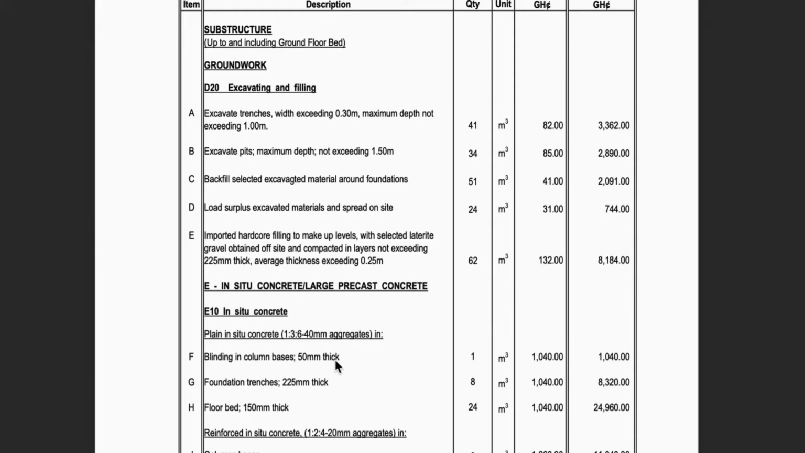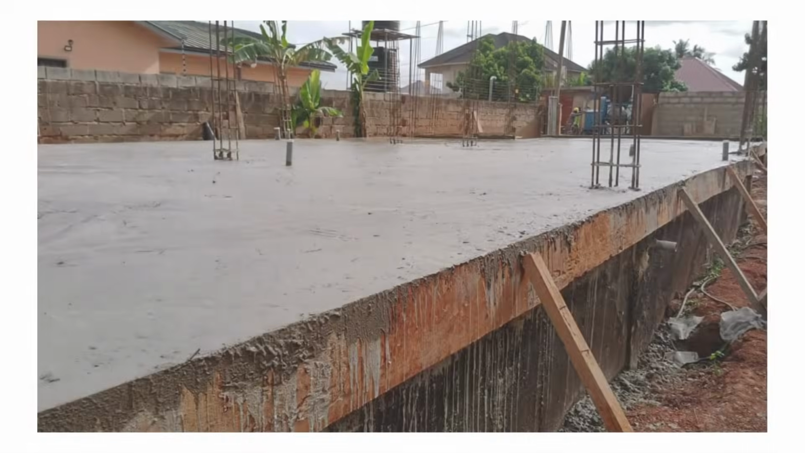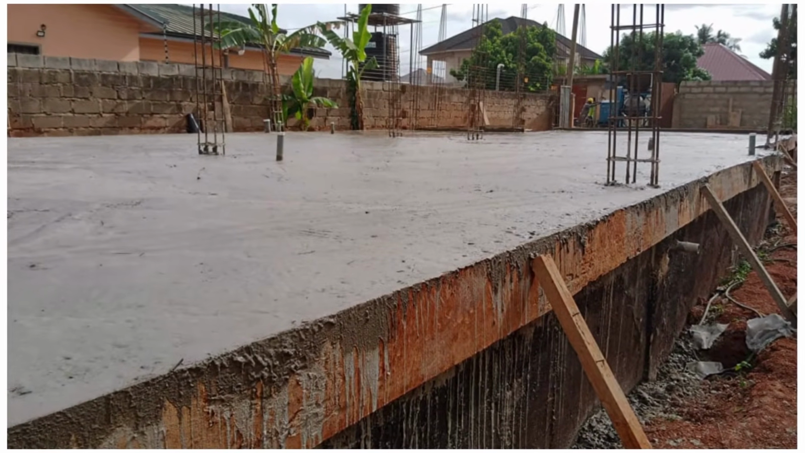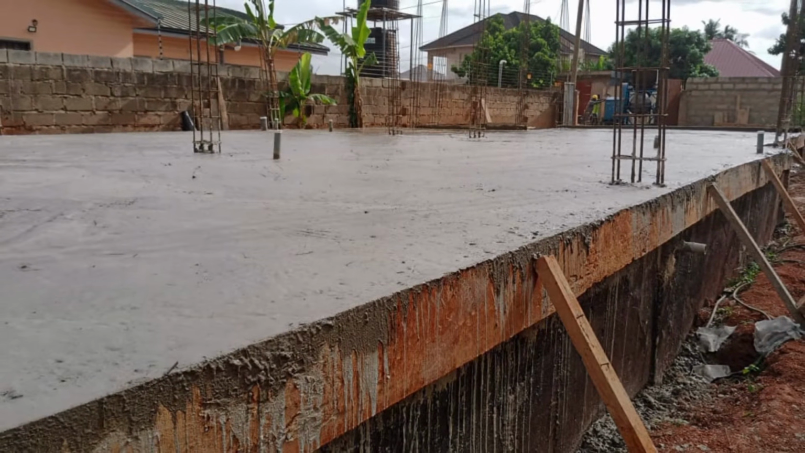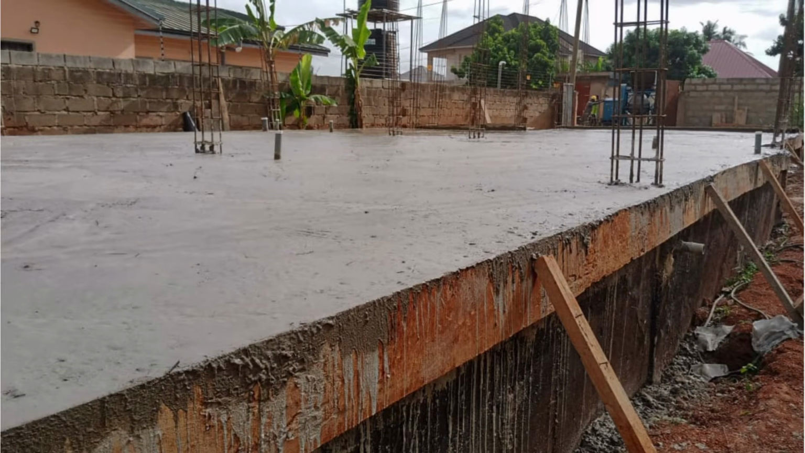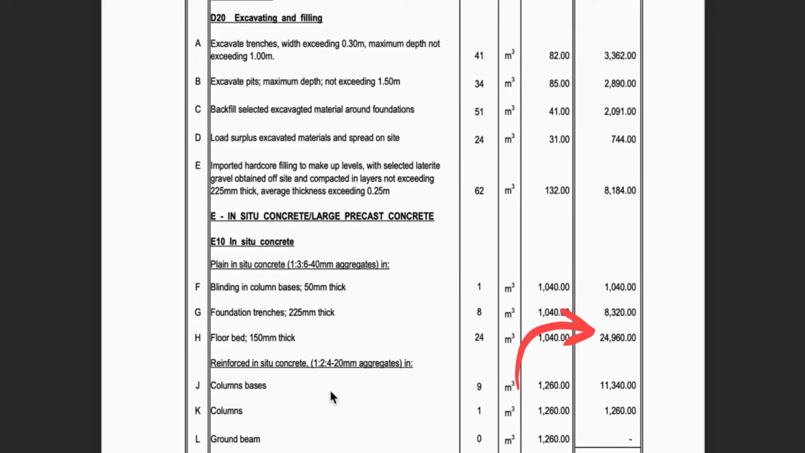Thick concrete is put into the long trenches that hold the walls of the house firmly, and that comes at a rate of 1,040, the same as the blinding, but then it is 8 cubic meter. Now the floor bed itself, as in the foundation floor bed, and this is probably the costly part of it, is that thick slab of concrete that forms the actual ground floor, the floor that you walk on, and that is about 24 cubic meters, and the total cost was 24,960.